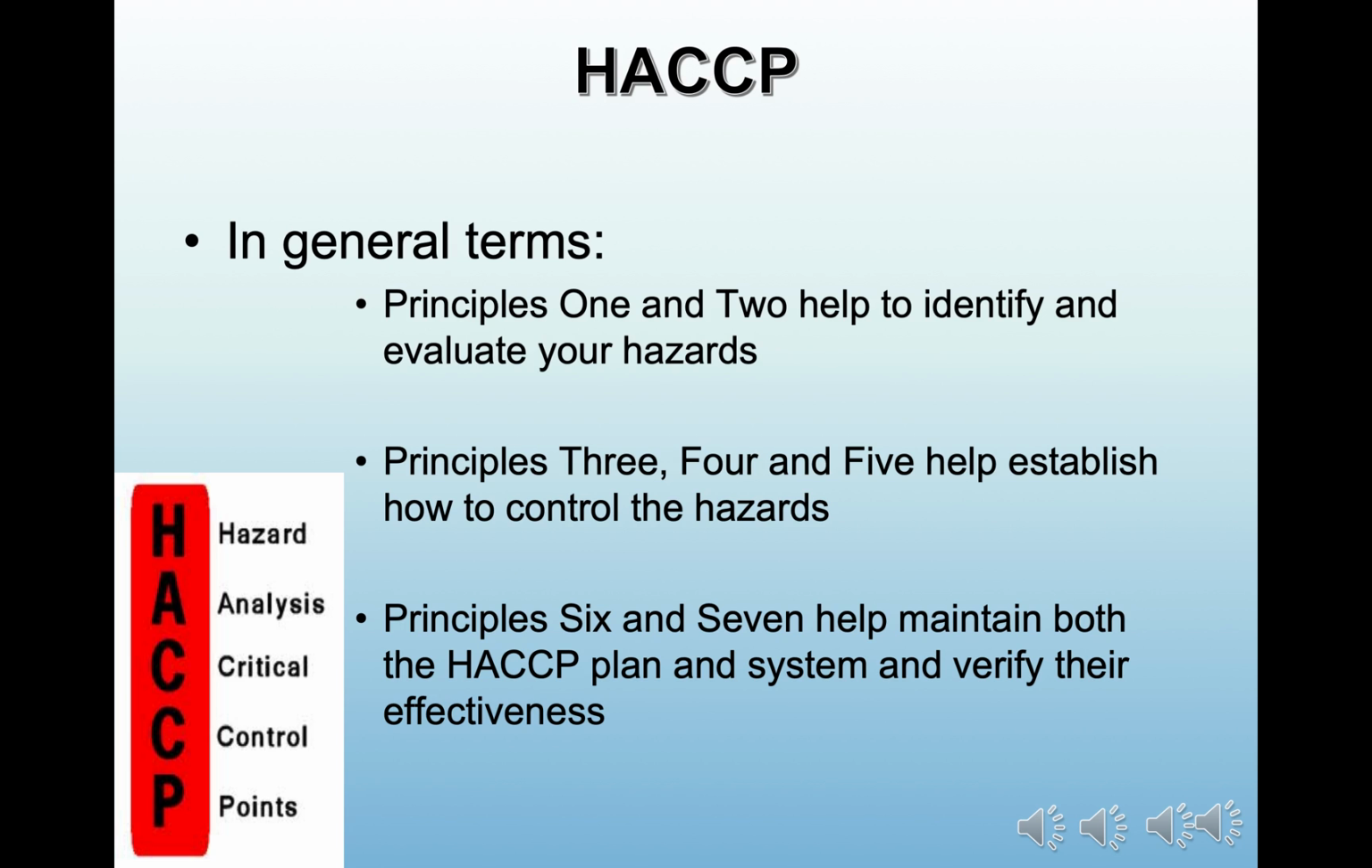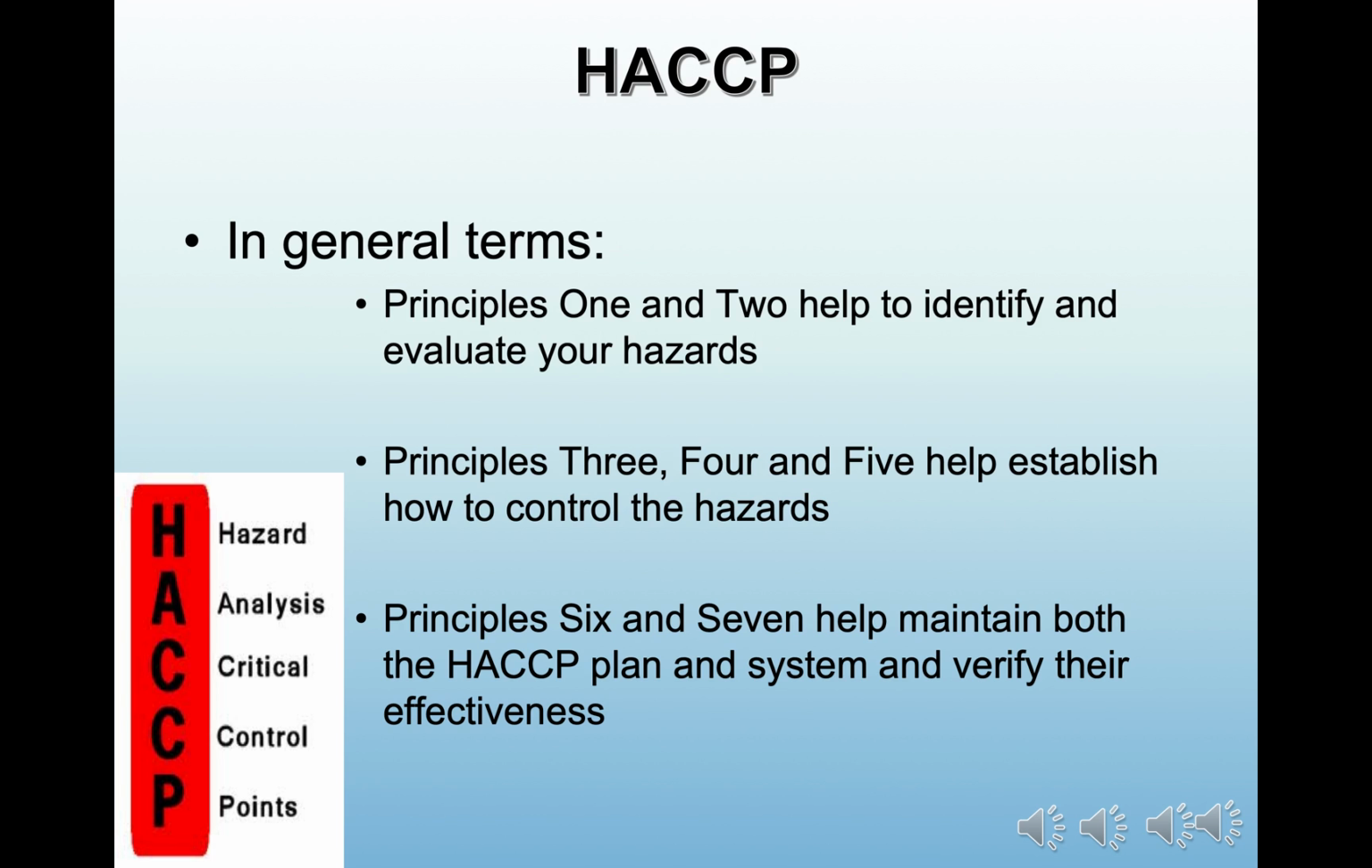A brief example of how the 7 principles of HACCP work can be demonstrated using the cooking process of raw chicken. Principle 1 is to conduct a hazard analysis. For chicken, the hazard would be the potential for pathogens that can cause foodborne illness. Principle 2 deals with critical control points. So, in this case, it will be cooking for the destruction of the potentially hazardous pathogens.